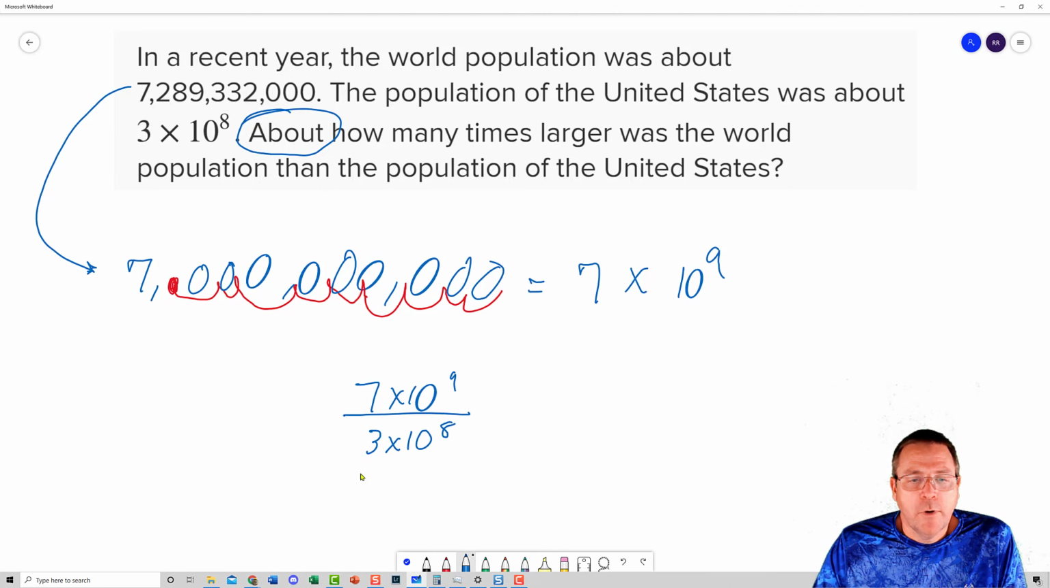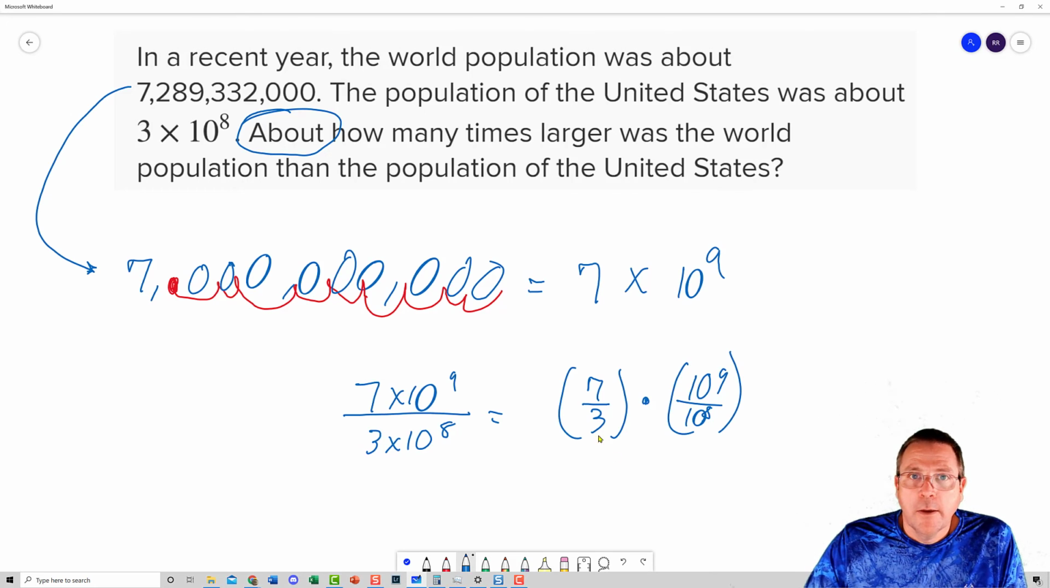From there, we're going to break it down into two different parts. I can do 7 divided by 3 is one part, times 10 to the 9th divided by 10 to the 8th. With that done, we're going to say 7 divided by 3, that's going to be, now we're just doing 2.3 as an approximation, times, and then I have 10 to the 9 minus 8.